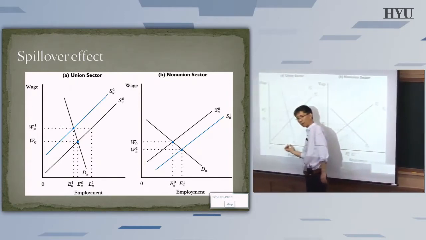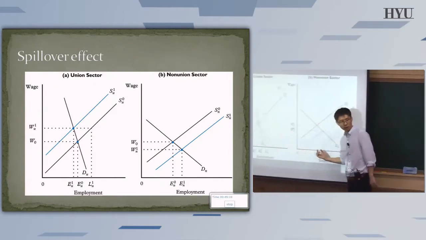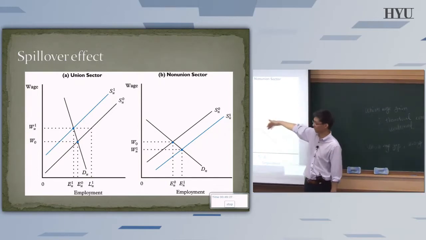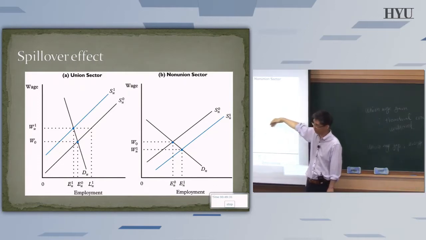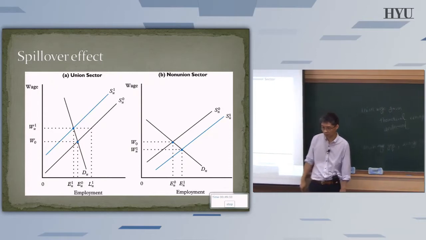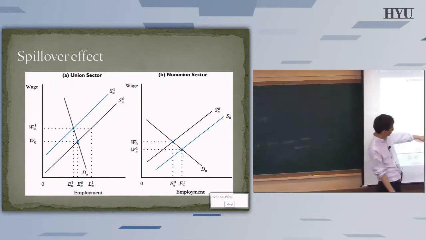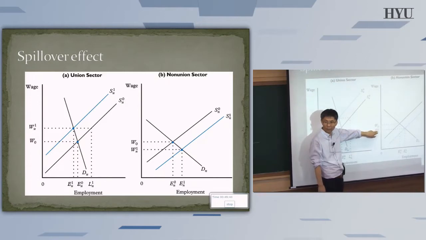One thing that's possible is that these workers will go to the non-union sector and try to find employment there. So what happens is that the supply curve in the non-union sector just shifts to the right. Get it? So their wage level at the end in the non-union sector goes down to WN1. Get it?